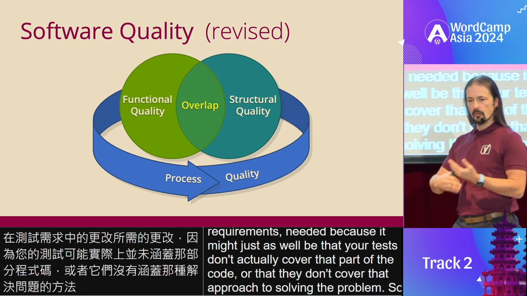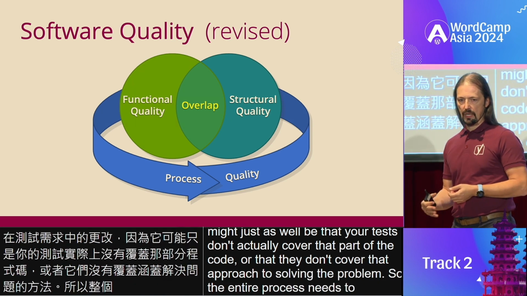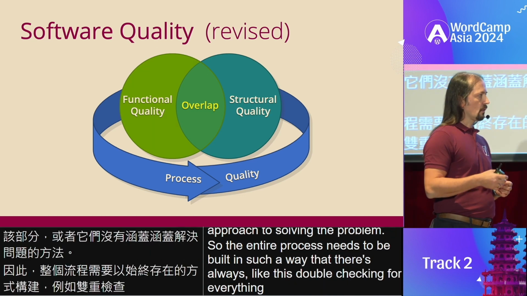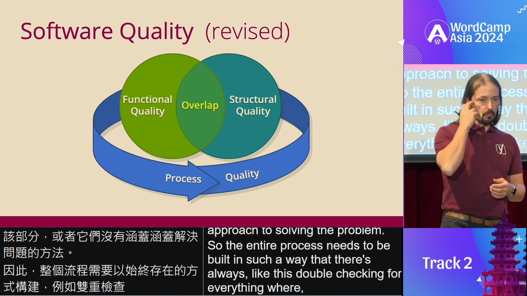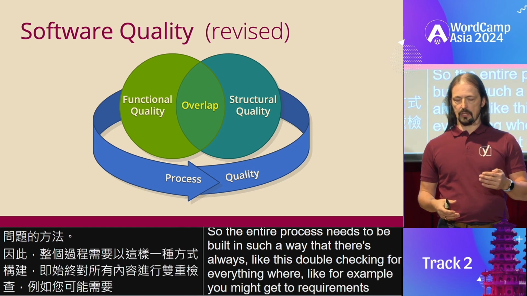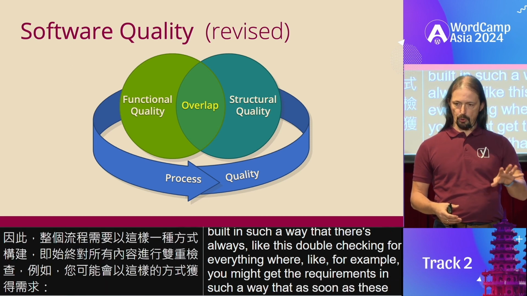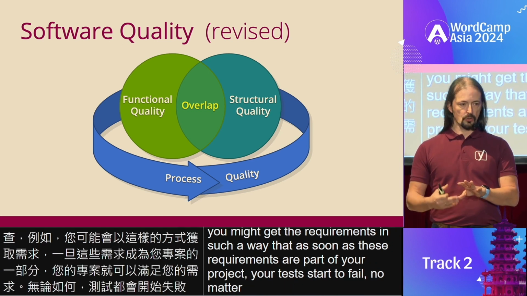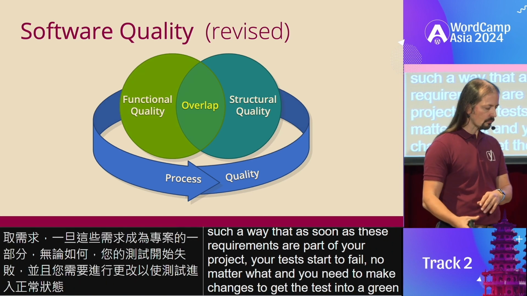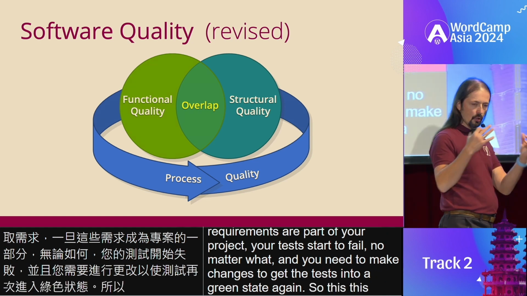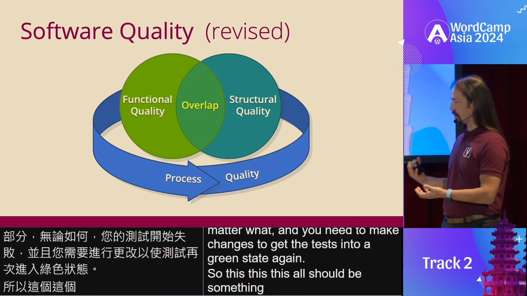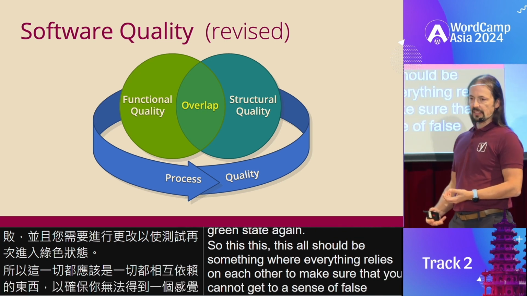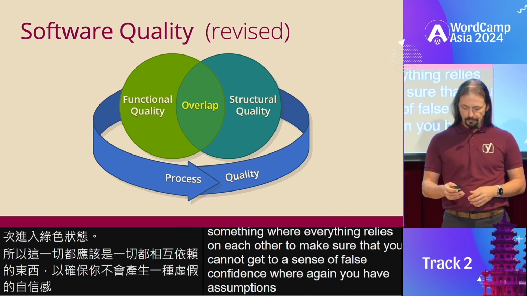So the entire process needs to be built in such a way that there's always this double checking for everything, where for example, you might get the requirements in such a way that as soon as these requirements are part of your project, your tests start to fail, no matter what. And you need to make changes to get the tests into a green state again. So this all should be something where everything relies on each other to make sure that you cannot get to a sense of false confidence where, again, you have assumptions that are unchecked.